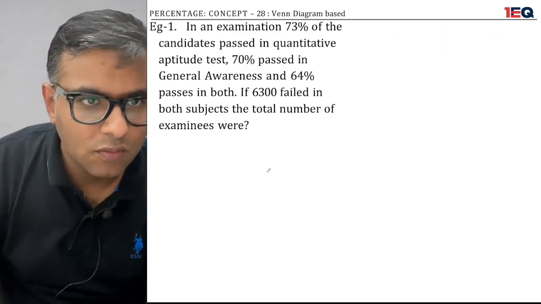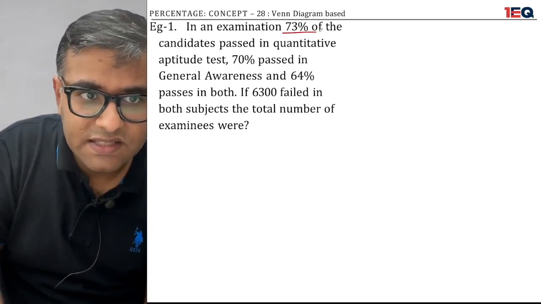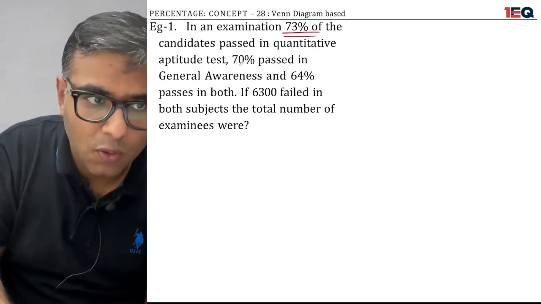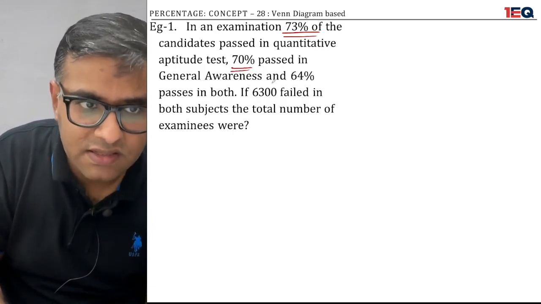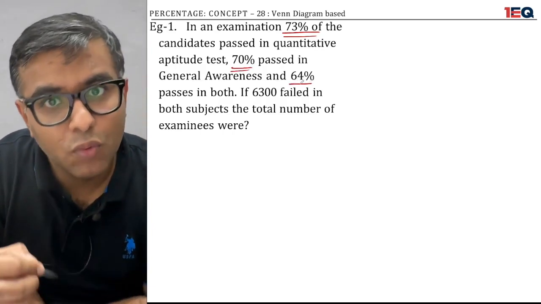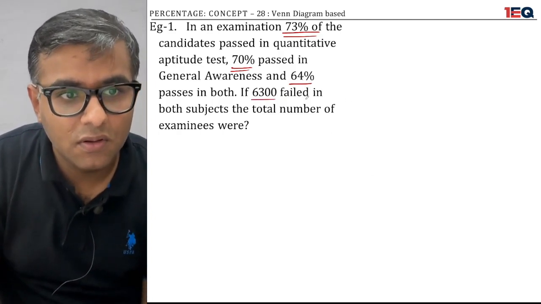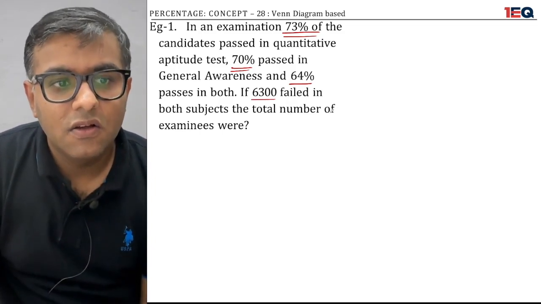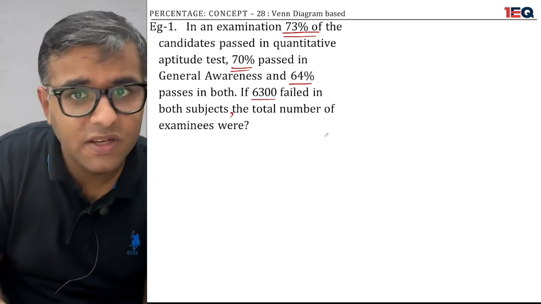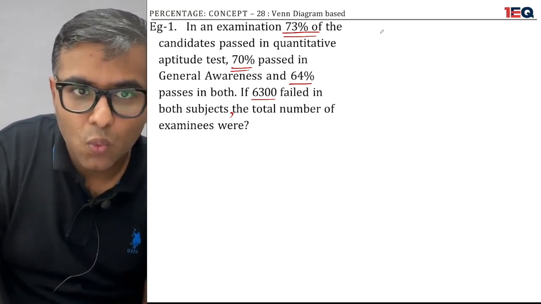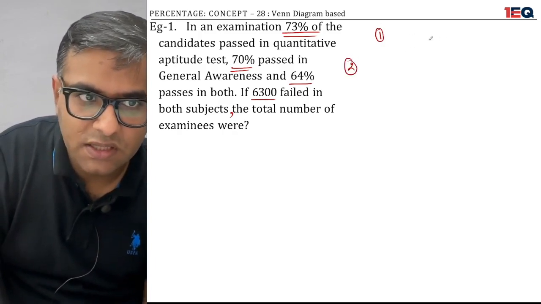Okay. So moving on and directly jumping to the question immediately. In an examination, 73% of the candidates passed the quant test, 70% passed the general awareness test, and 64% passed in both the subjects. If 6,300 students failed in both the subjects, find the total number of examinees, or how many students attempted the examination. Firstly I will draw the Venn diagram, secondly, I will solve it immediately.